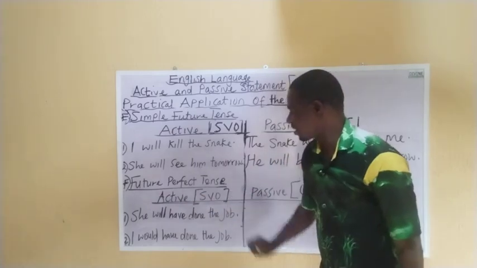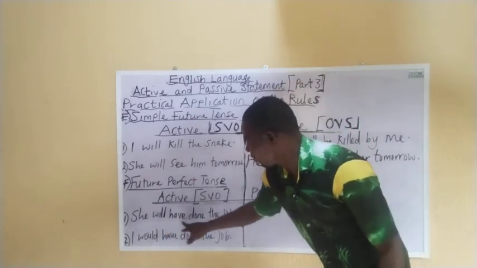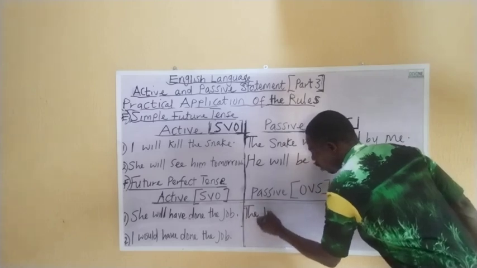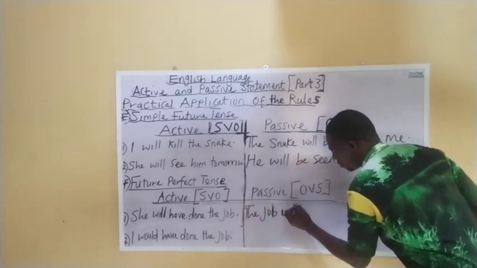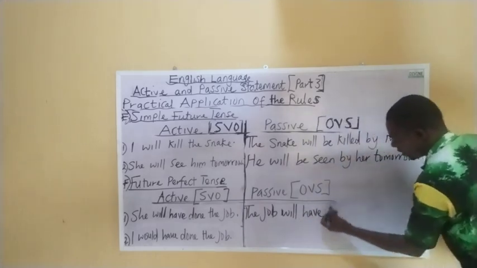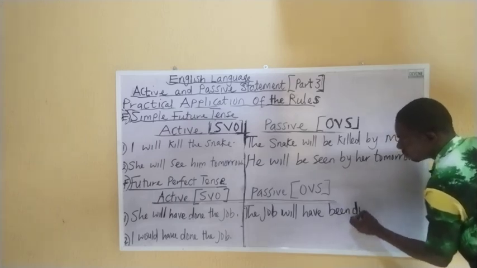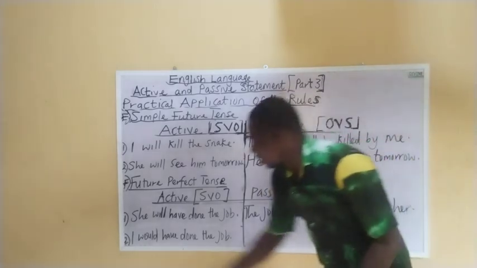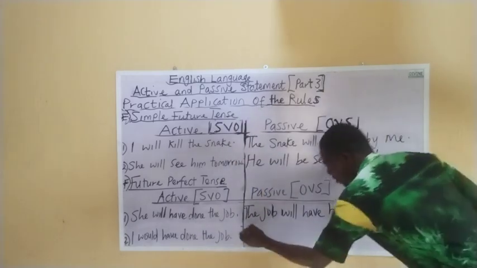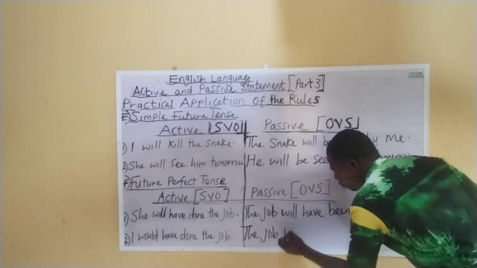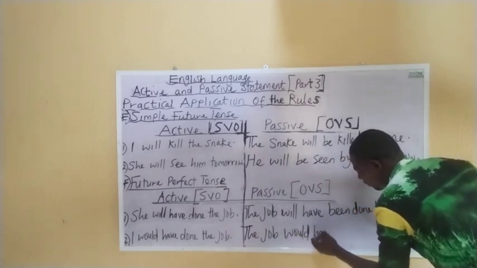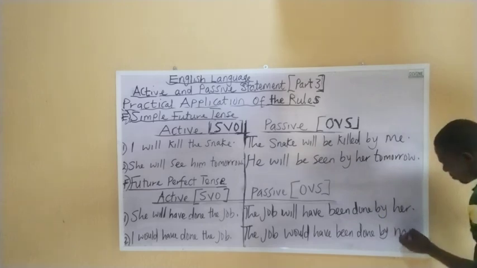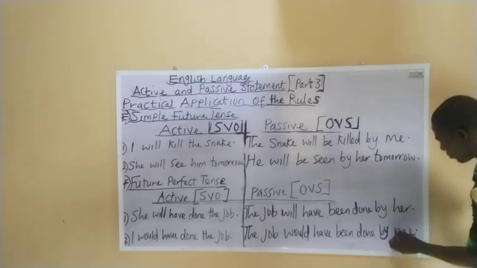For future perfect tense statements, we have the active statement. She will have done the job. We start with the object, the job. The job will have, of course, we introduce been, will have been done by her. I would have done the job. The job would have been done by me.